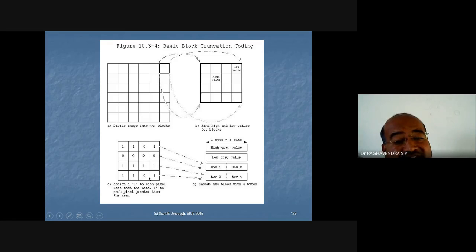So how to assign zeros for high value and 1 for low value, I will explain in the next PPT. Next we have to align them and encode them into a 4x4 block with 4 bytes. This is row 1, row 2, row 3 and row 4, with the high grade level value and low grade level value. This is the general representation of basic block truncation coding, or what we can say sub-image selection.